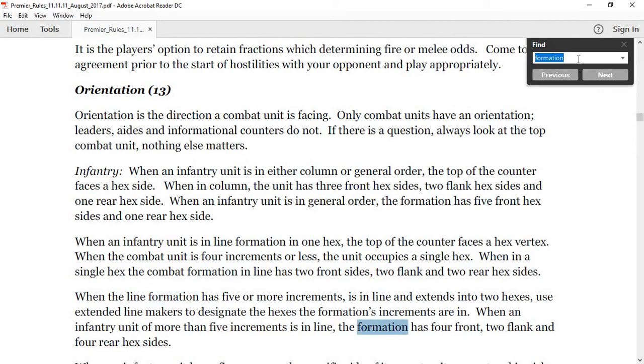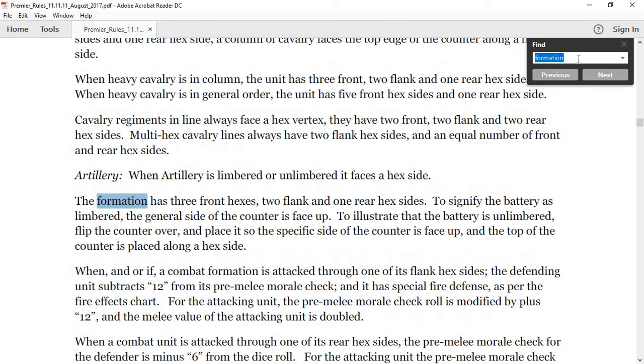When an infantry unit of more than 5 increments is in line, the formation has 4. Here they say unit, but maybe it's just to sound better, because you'd probably just as easily say when an infantry formation of more than 5 increments is in line, the formation has 4 front, 2 flank, and 4 rear hexes. The formation is, this is artillery.